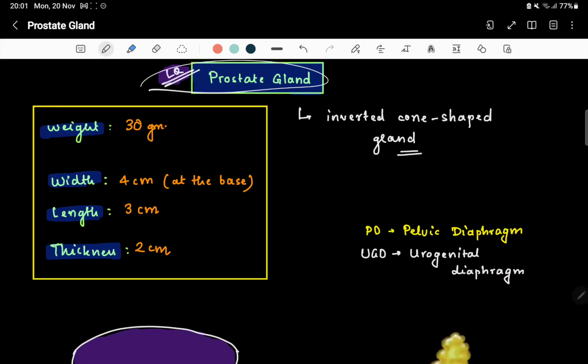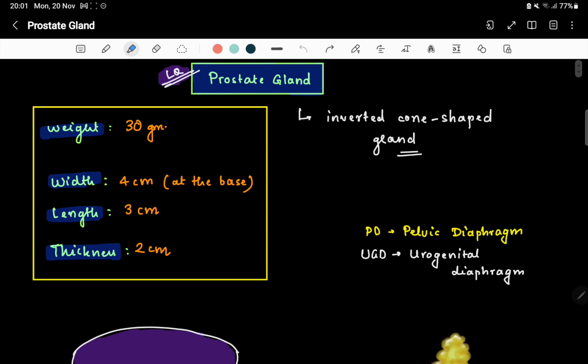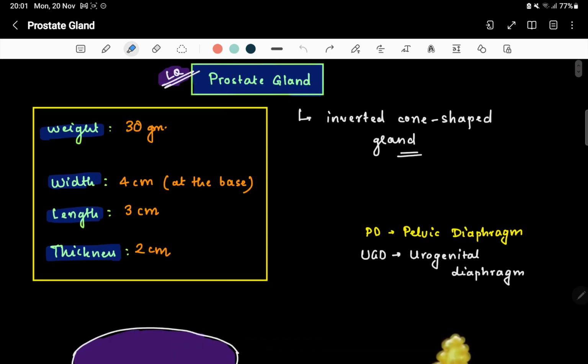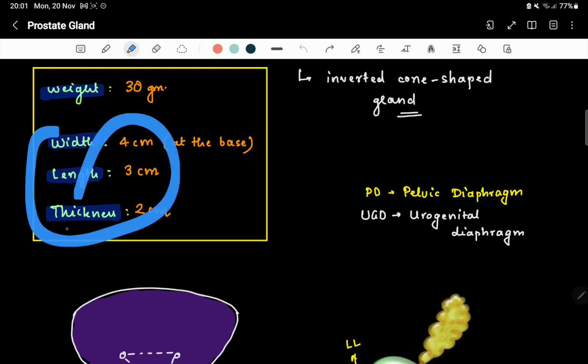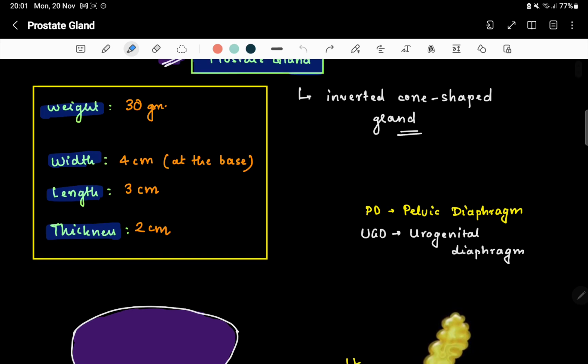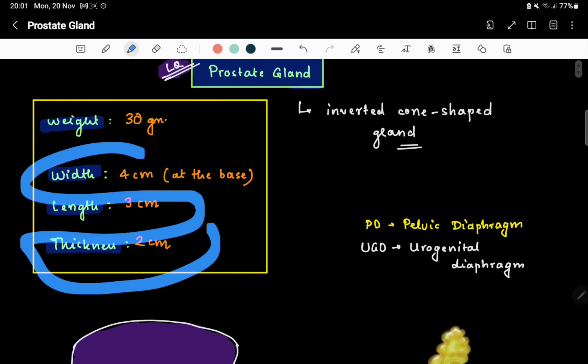Mark that the prostate gland is also a possible long question. You can get a long question on the prostate gland. It is an inverted cone shaped gland. Weight is about 30 gram, width is 4, length is 3, and thickness is 2. You can remember WLT 432.